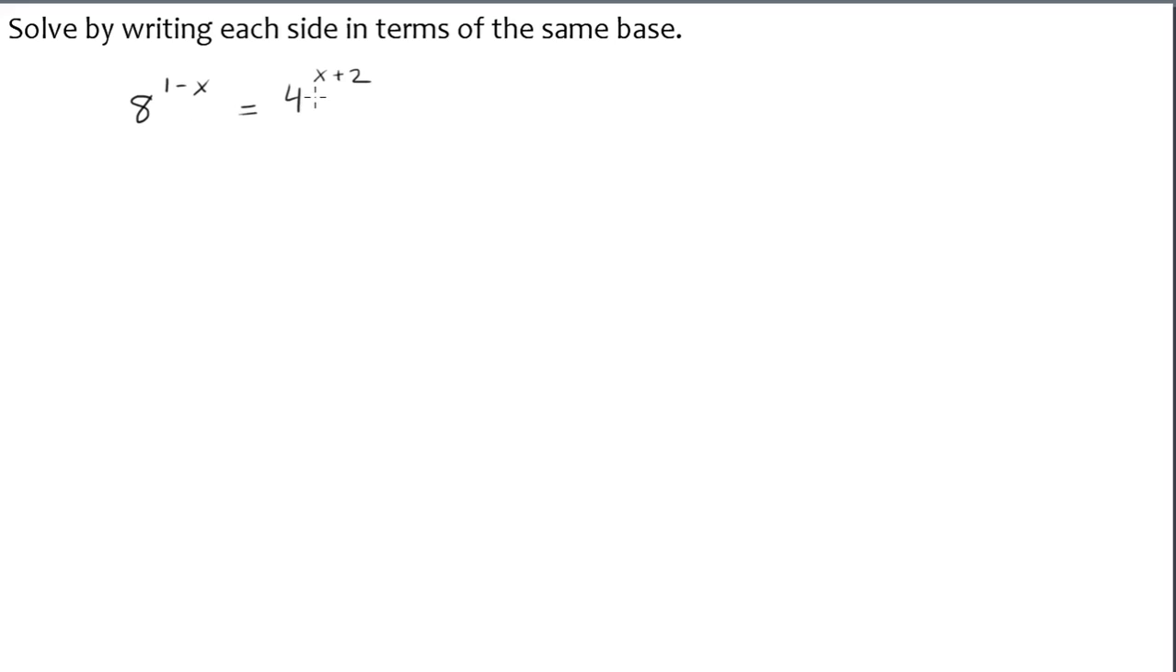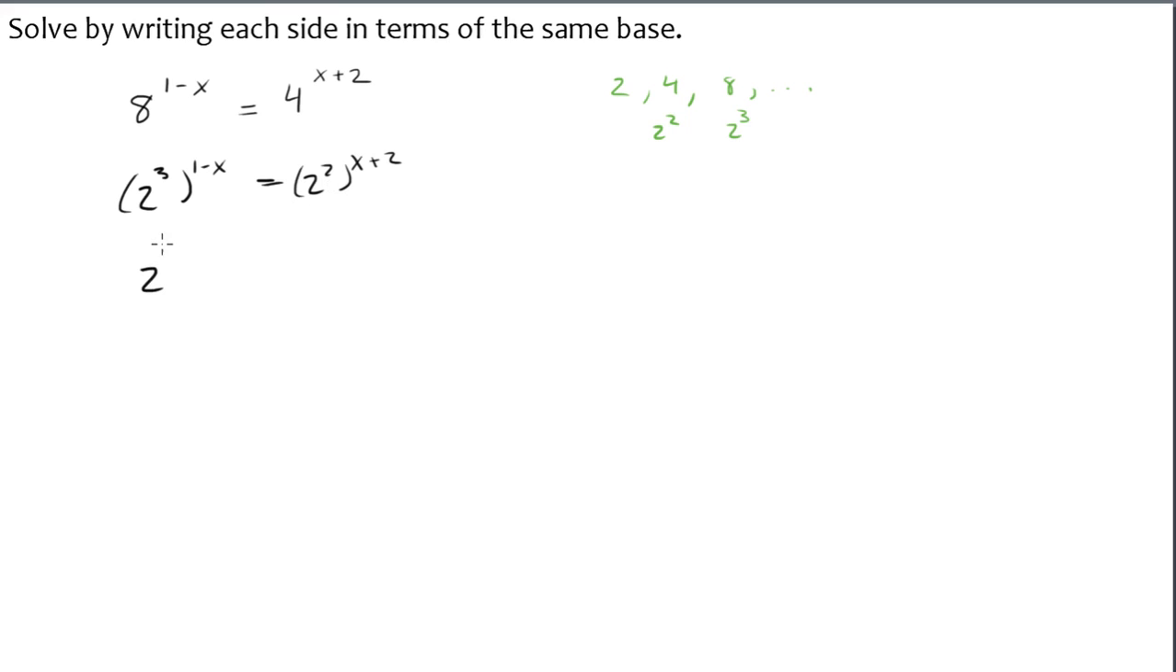Lastly, let's take a look at this expression. This is similar to what we had with 8 and 32, where we're going to look at 2, 4, 8. This is 2 squared, this is 2 cubed. So what we're going to end up having here is not 8, but 2 cubed to the 1 minus x. 2 squared is on the right hand side.